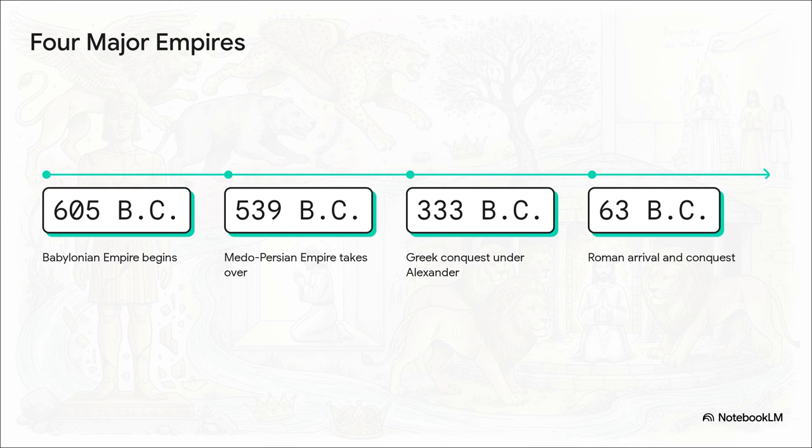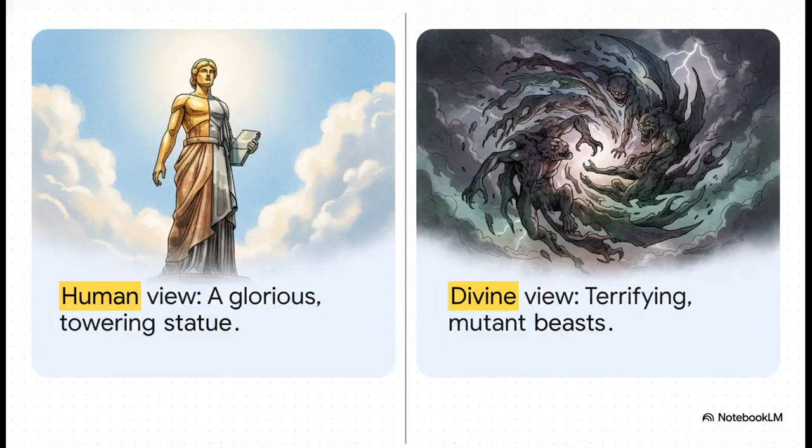Now, Daniel's text maps out this entire succession of power, but it actually does so through 2 very, very different lenses. The absolutely crucial point here is how these empires are perceived. In chapter 2, you've got this arrogant pagan king Nebuchadnezzar who has a dream about these 4 kingdoms. And how does he see human empire? He sees it as a towering, glorious, shiny statue made of all these precious metals.